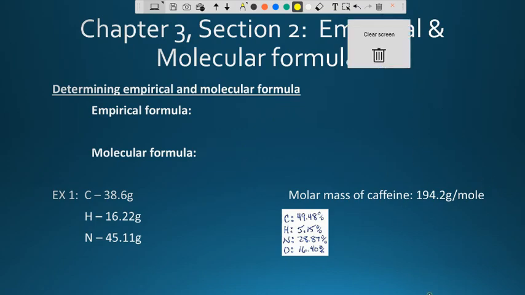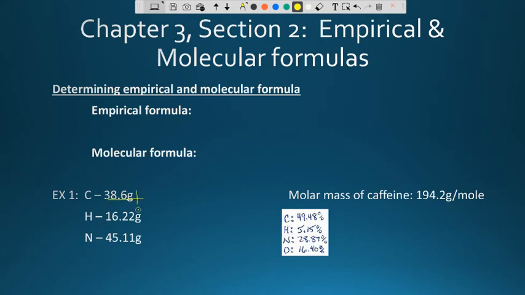Okay, so let's take a look at the first set of examples here of taking a look at a compound that contains carbons and hydrogens and nitrogens. We've got a compound in there. I want to know, with this data we've got in there, whatever this compound is, 38.6 grams was carbon, 16.22 is hydrogen, 45.11 was nitrogen. I want to know what it is in its simplest form.